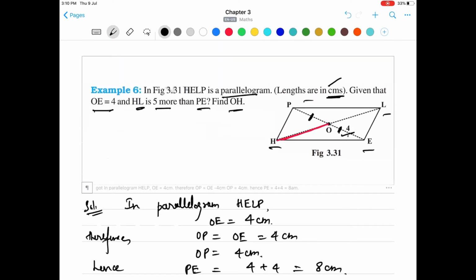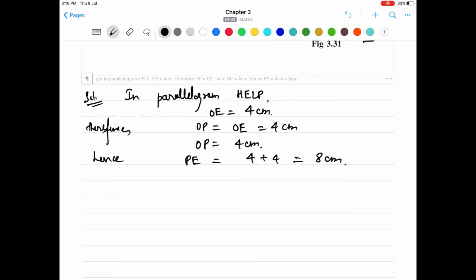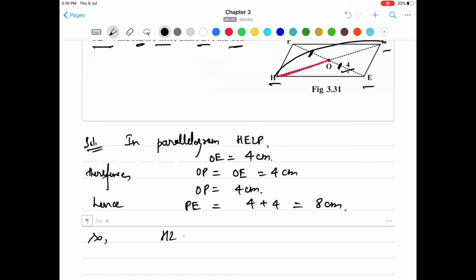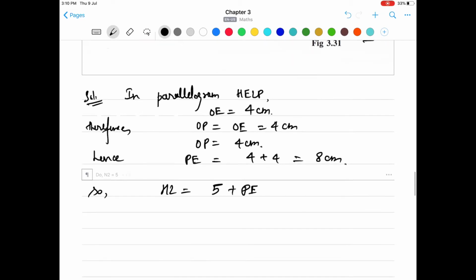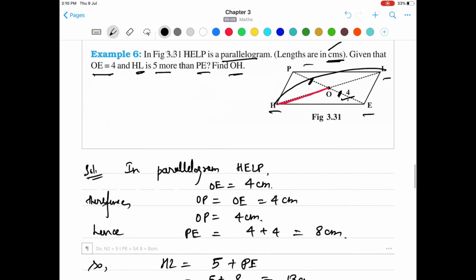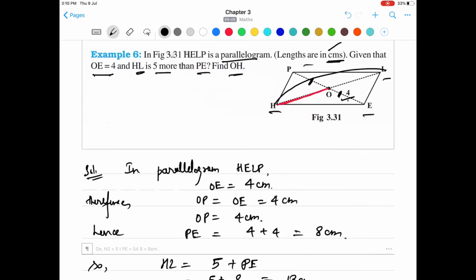Now, as the question says, this diagonal HL is 5 more than PE. So write, HL will be 5 plus PE, that is 5 plus 8, which equals 13 centimeter. Now we have got the value of HL and we have to find OH.